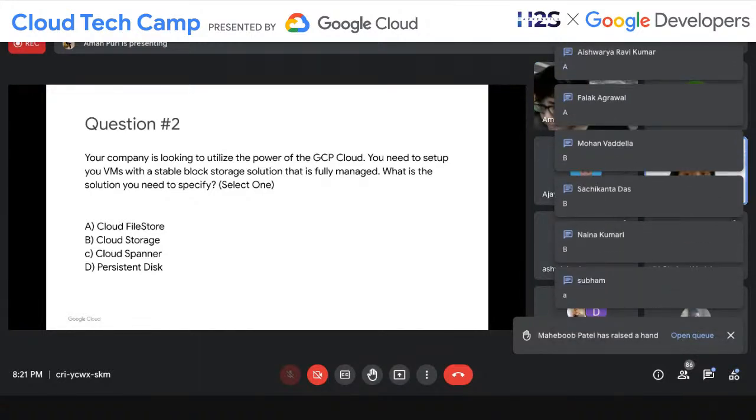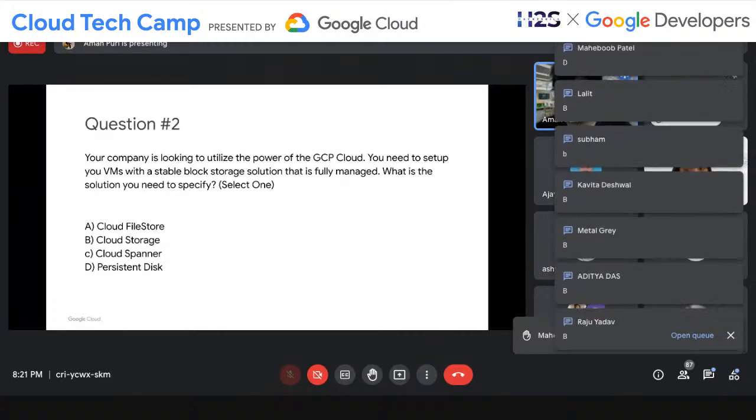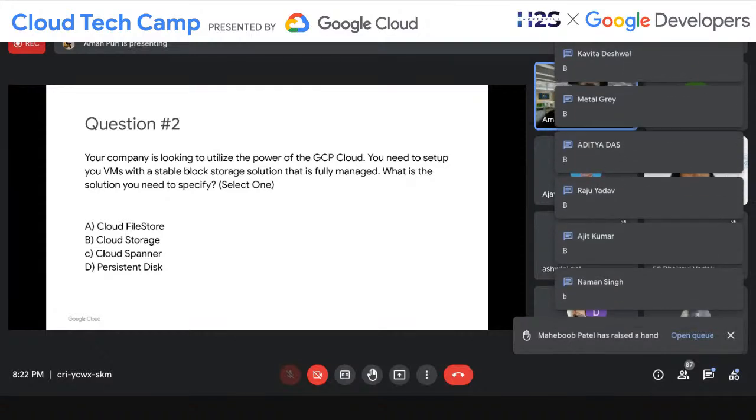So a lot of people are confused between A and B. I can see a lot of B and then I can see a lot of A also. So as the word says, it is block storage solution. So when you say block storage solution, it has to be persistent disk. So when you say disks, it means block storage, which has to be connected to your compute engine solutions.